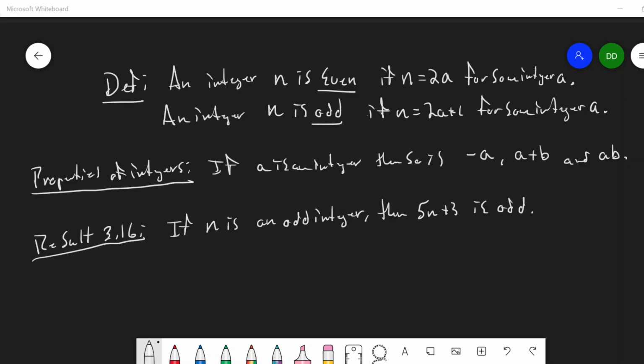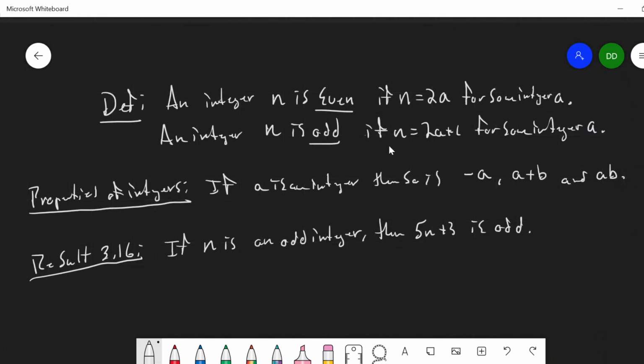As I mentioned in the last video, we're going to start to prove statements that involve even and odd integers. In order to actually do this, we first need definitions of even and odd integers. So I'll give you these definitions. We'll introduce a property of integers that we'll be able to use for proofs. And finally, we'll prove result 3.16. So first off, definition of even and odd.